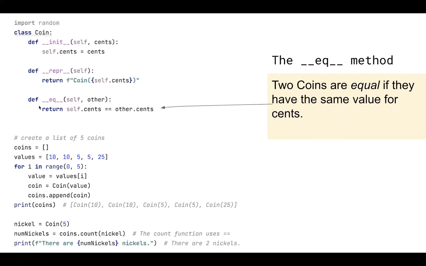So let's define it. I create an equals method, and it'll return true if my cent equals the other's cent attribute. So 2 coins are equal if they have the same value for cents. Now, with this method added to the class, it will go through and count correctly. There are 2 nickels in there.